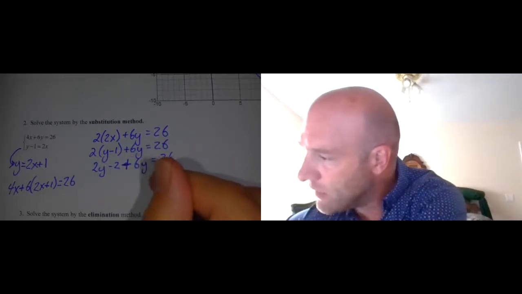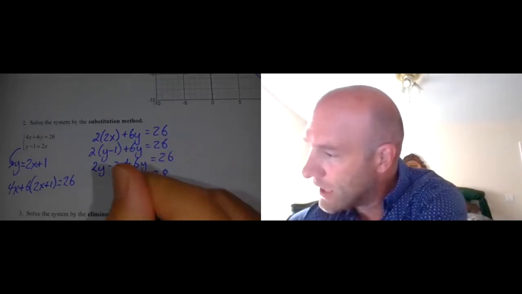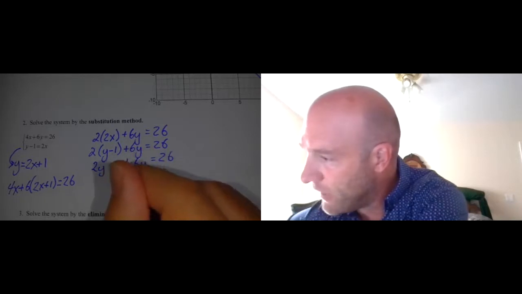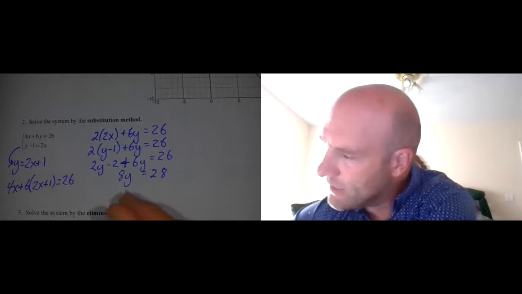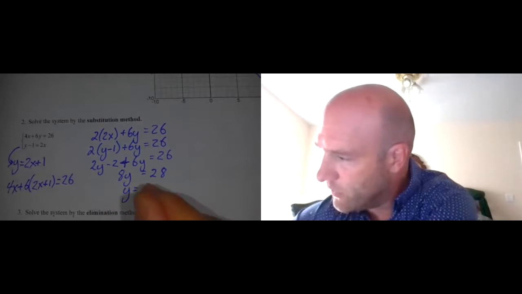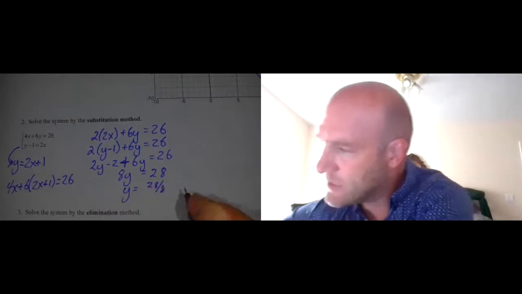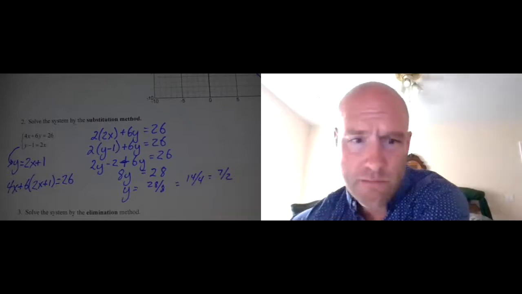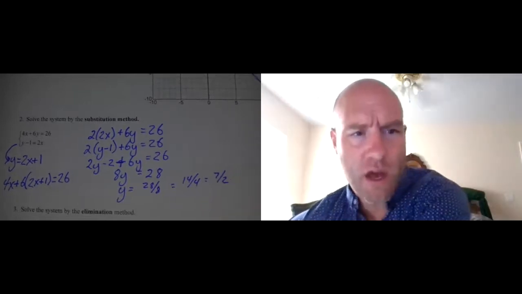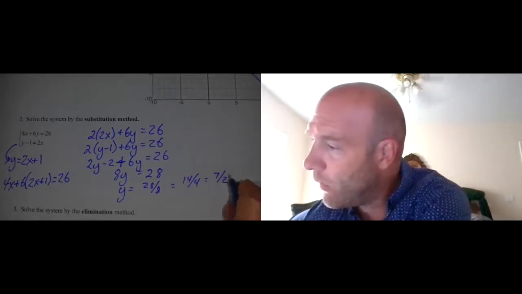Adding 2 to both sides, I'll end up with a 28 over here. Gathering my like terms, I'll end up with 8y. Hope I did this one right. Because y should equal 28 eighths, also known as 14 fourths, also known as 7 halves. Okay, that's not an unusual one.